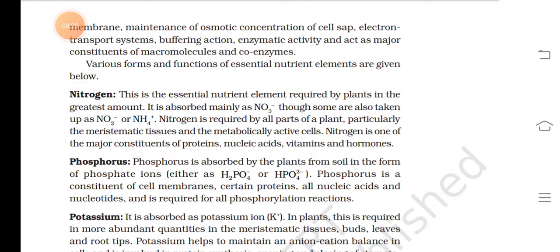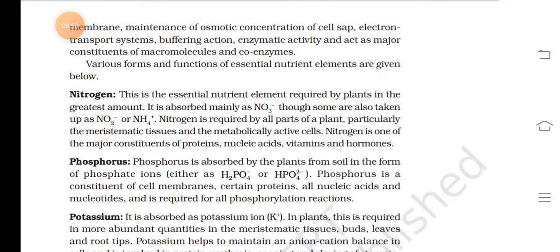Nitrogen. This is the essential nutrient element required by plants in the greatest amount. It is absorbed mainly as NO3 minus, though some is also taken up as NO2 minus or NH4 plus. Nitrogen is required by all parts of a plant, particularly the meristematic tissue and the metabolically active cells. Nitrogen is one of the major constituents of protein, nucleic acids, vitamins, and hormones.